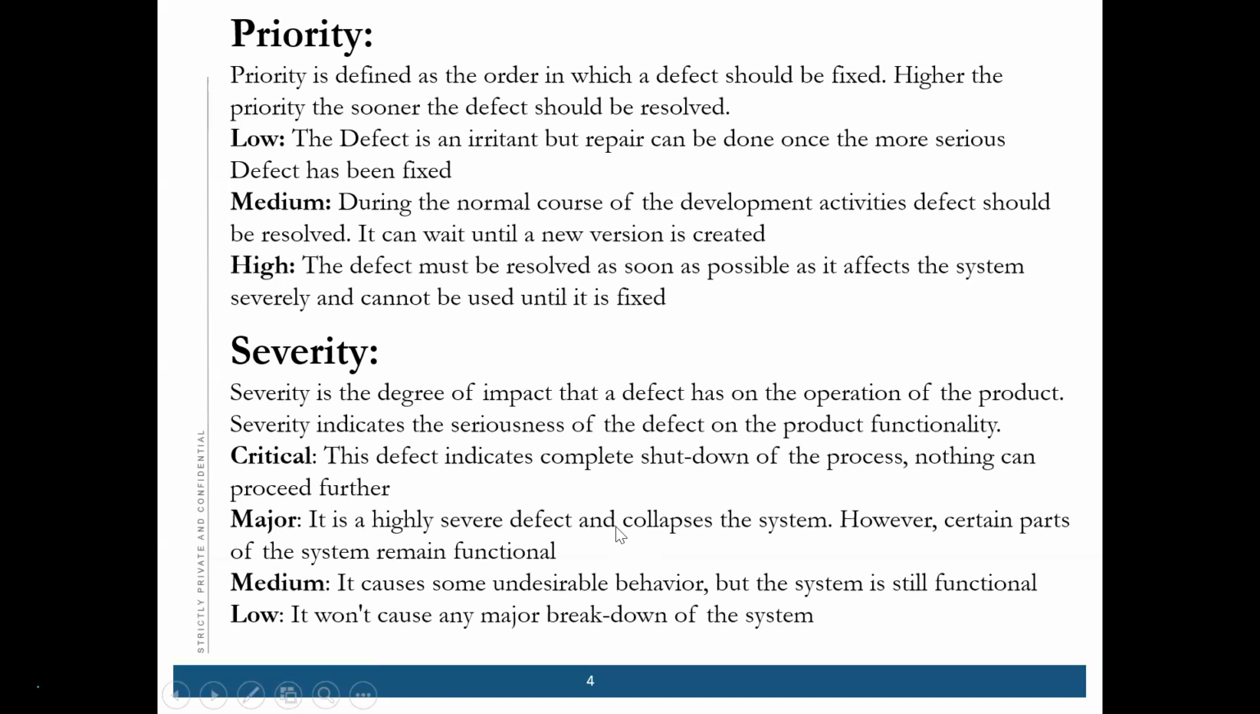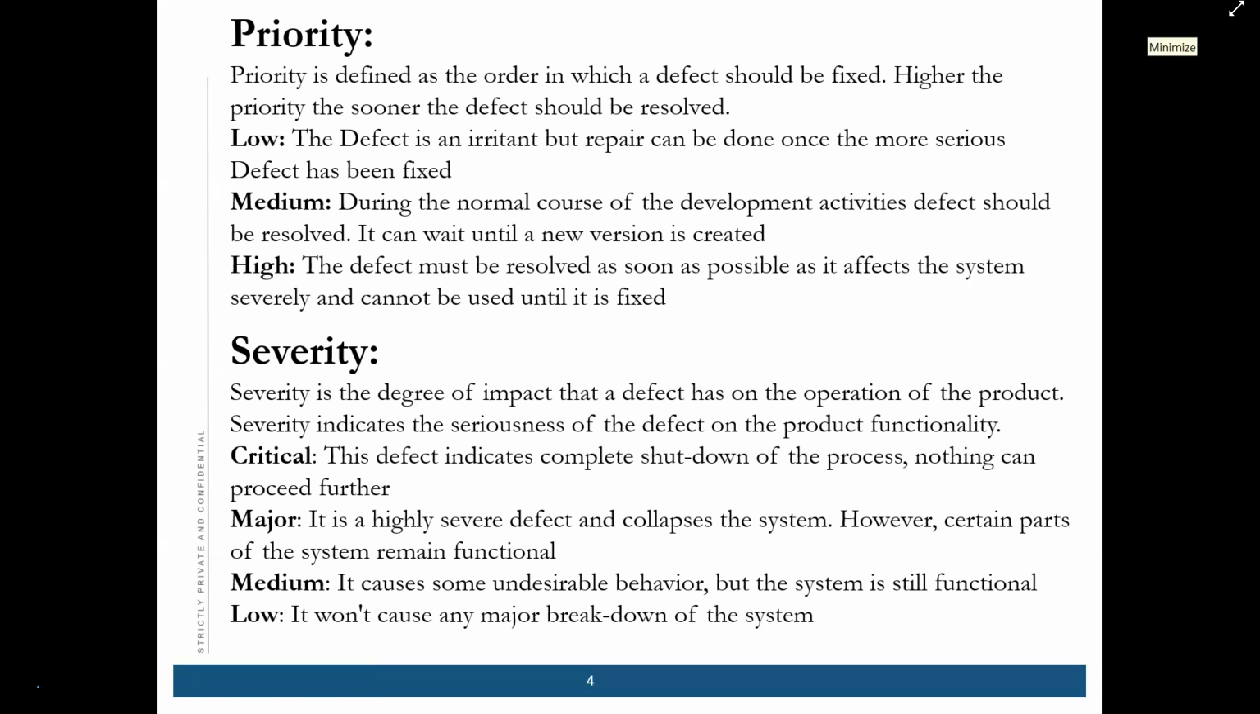Correct. So understood, everyone? Can someone read this for me? Maybe Rohini, if you can read the priority for me. Yeah. So priority is defined as the order in which a defect should be fixed. Higher the priority, the sooner the defect should be resolved. Low priority: the defect is an irritant, but repair can be done once the more serious defect has been fixed.